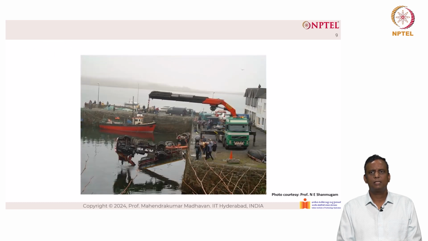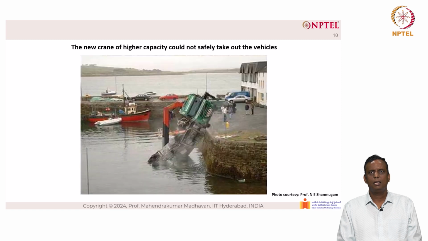As you can see that the crane is doing a pretty good job. It is not only lifting the car but also the fallen crane inside. So it is lifting both of them simultaneously. And then you look at that, the same crane, which is a jumbo crane, again has fallen into the water body. So the new crane of higher capacity could not also safely take out the vehicles.